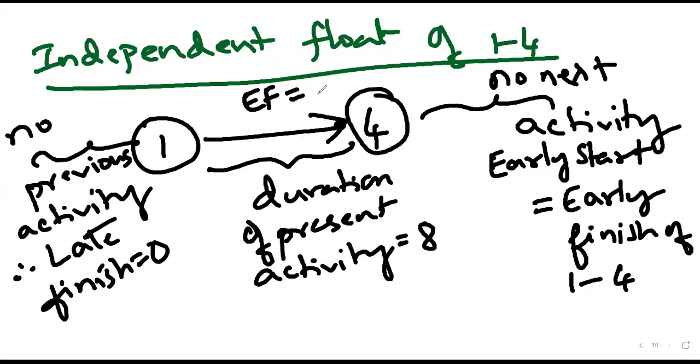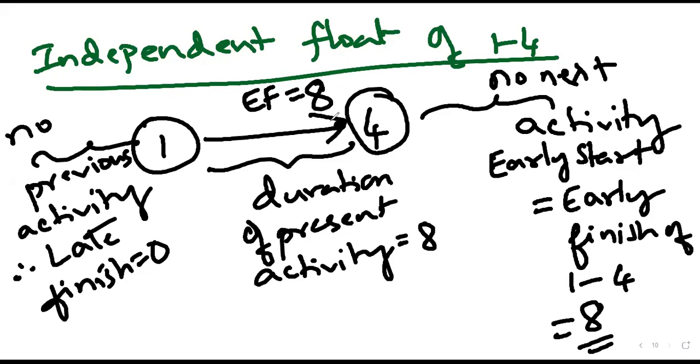8 is the early finish. In that case, early start also equals 8. That means the earliest possible duration by when we can finish the 1-4 activity is the 8th day. This is the earliest possible duration by when the project manager will be able to finish this activity, the 8th day. This activity cannot finish before this duration, that is the 8th day.